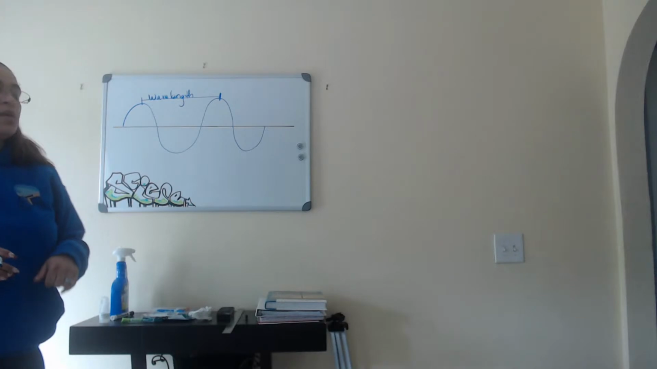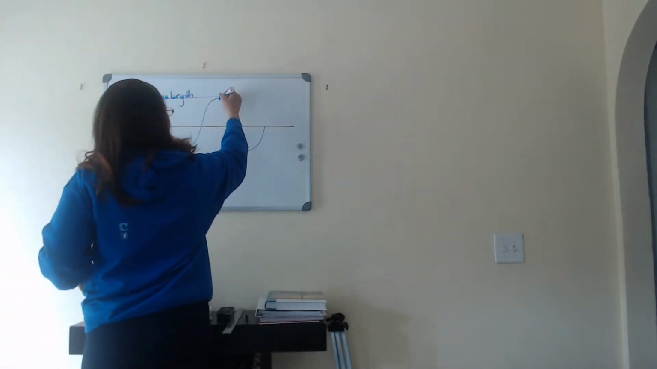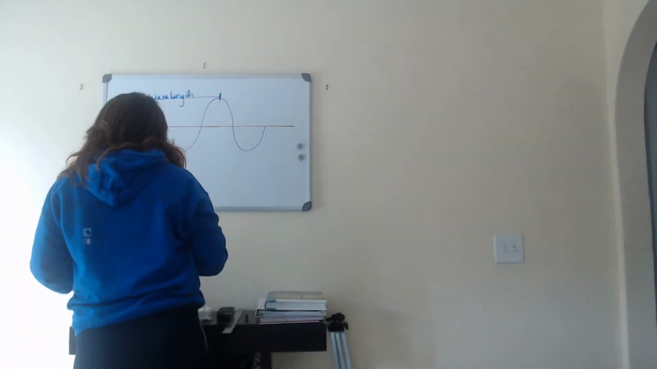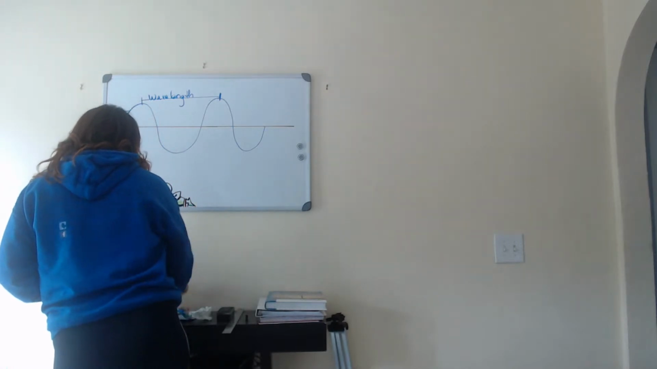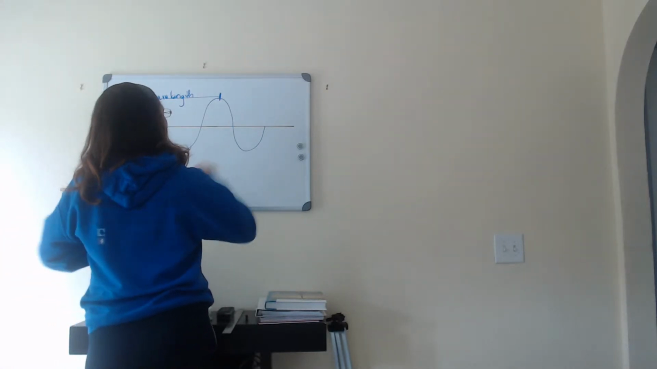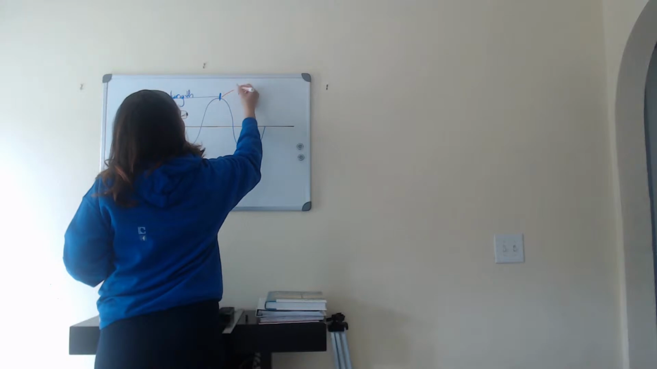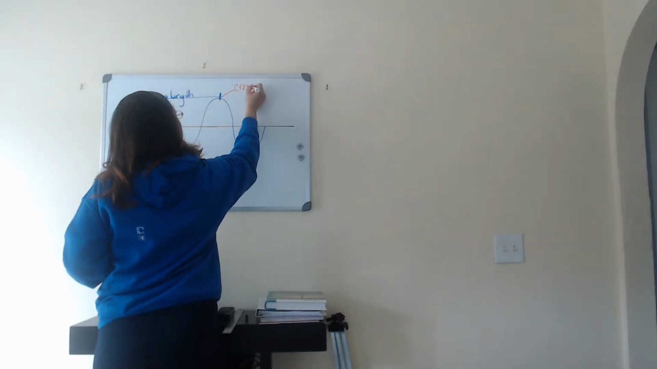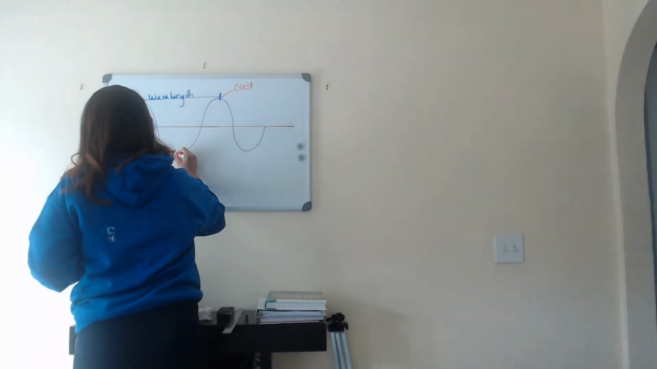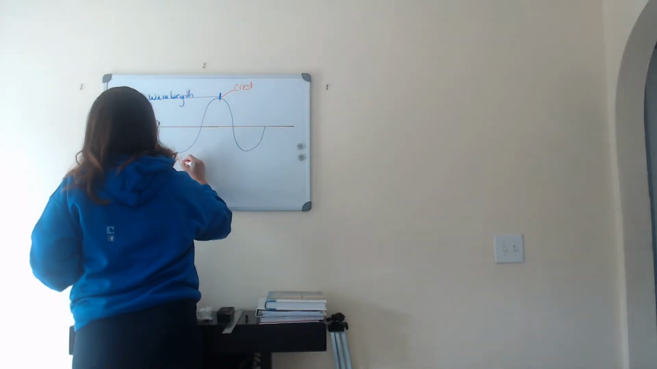Now, this part of the wave right here, I'll do that in a different color. The highest part of the wave is called a crest, and the lowest part of a wave is called a trough.